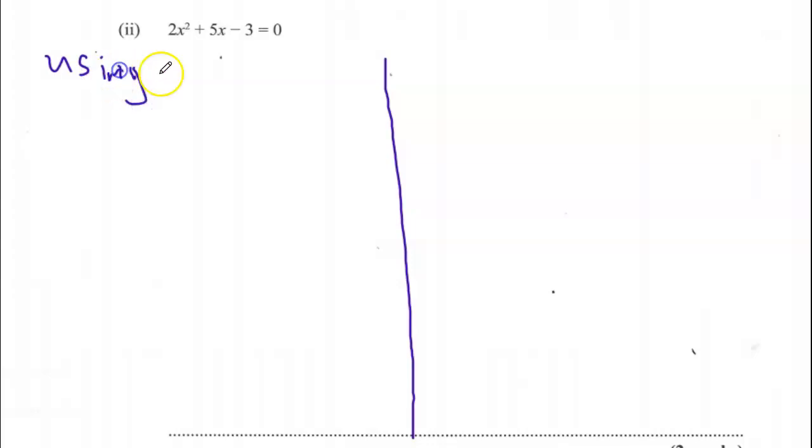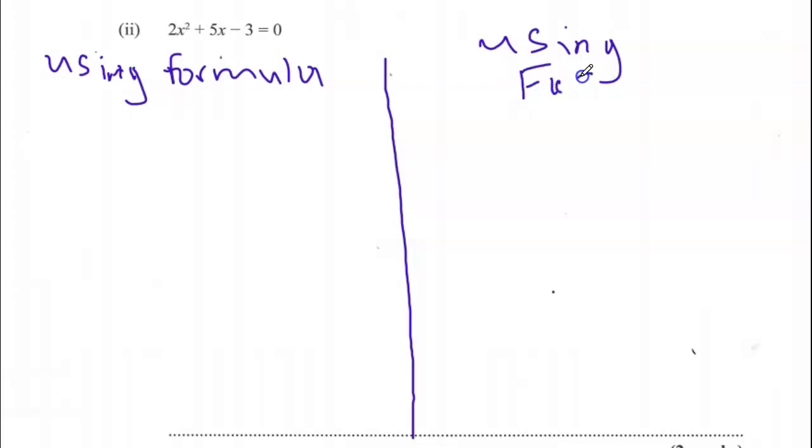Next we're asked to solve a quadratic equation. I'm going to be using two different methods. Over here I'll be using the formula, and over here I'll be using factorization. Of course we can also solve this equation using the completing the square method, but I'll just be using the formula and factorization here.